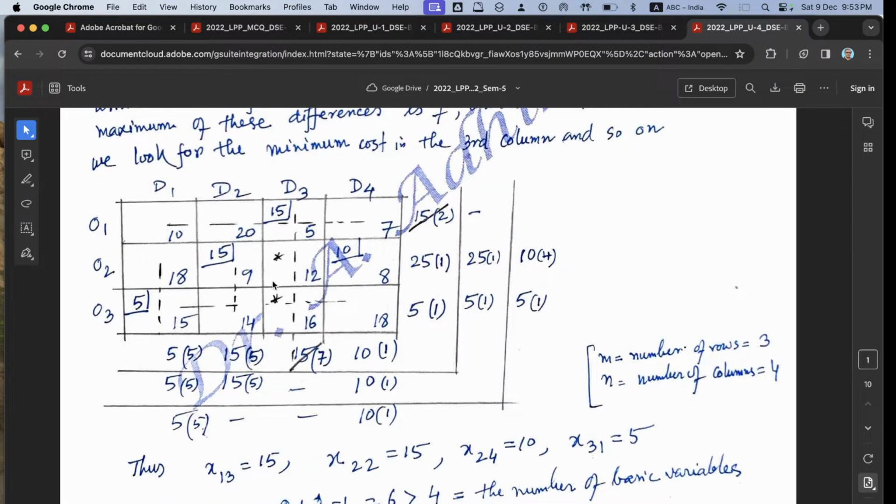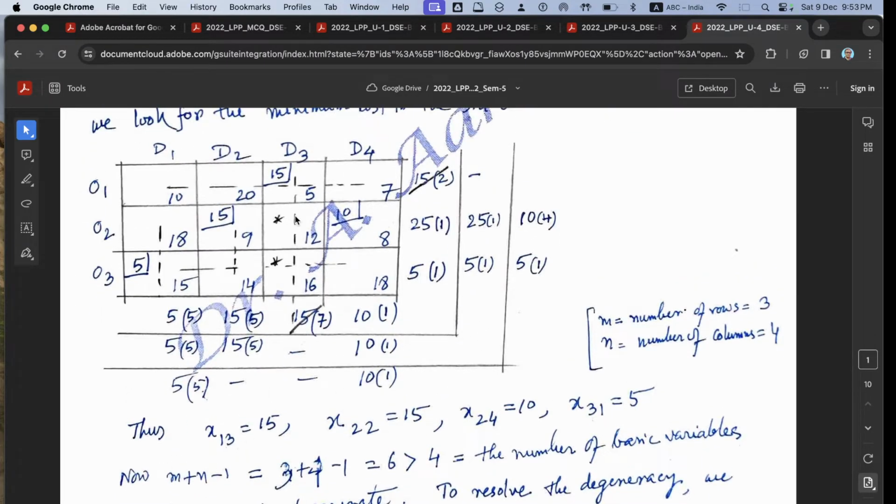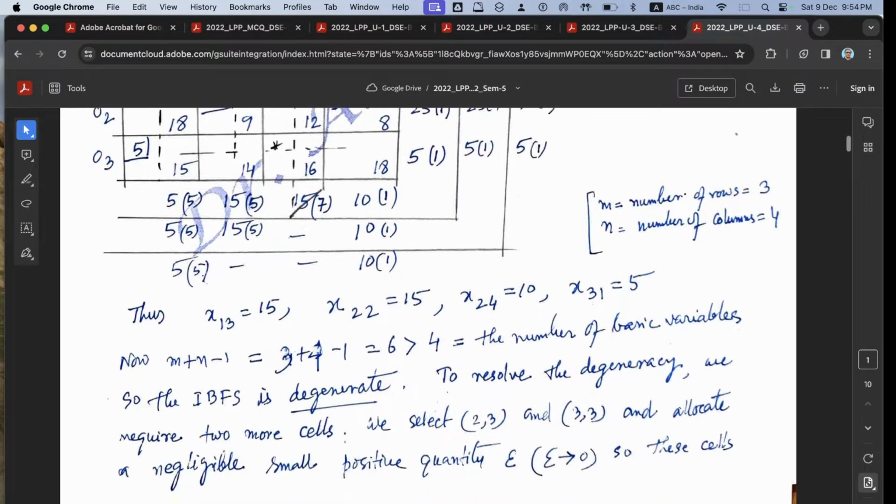So applying Vogel's approximation method, the initial basic feasible solution is x13 equal to 15, x22 equal to 15, x24 equal to 10, and x31 equal to 5. The minimum m plus n minus 1 is 6, which is greater than 4, the number of basic variables. So m plus n minus 1 is greater than the number of basic variables, and the initial basic feasible solution is degenerate.